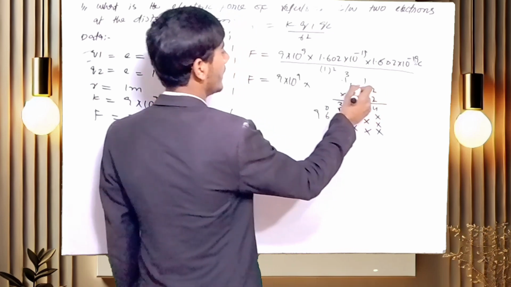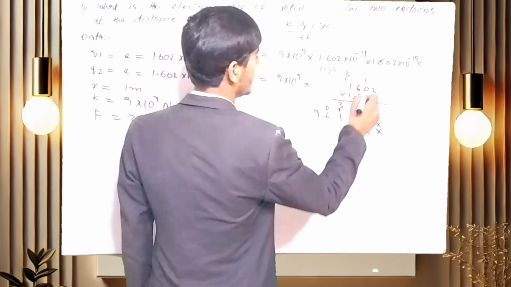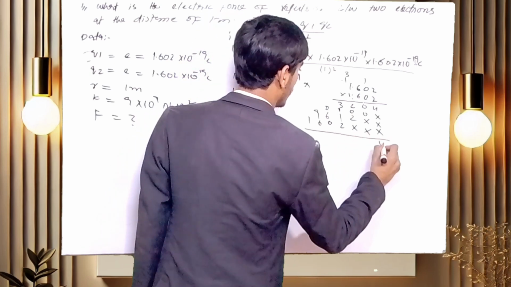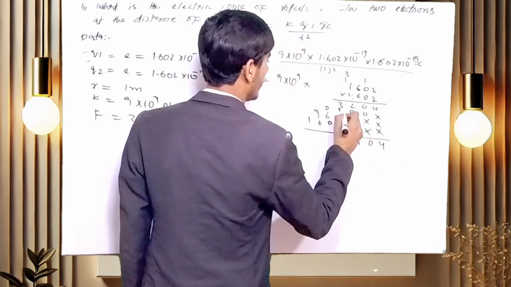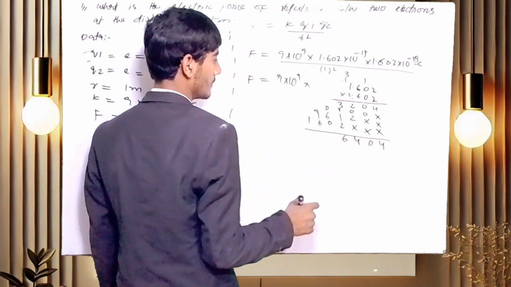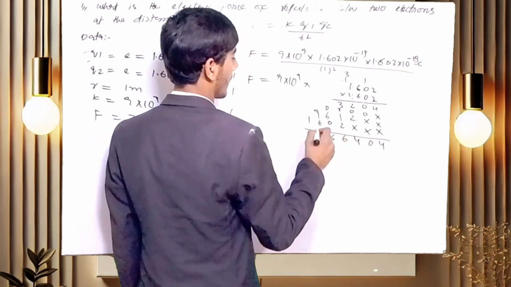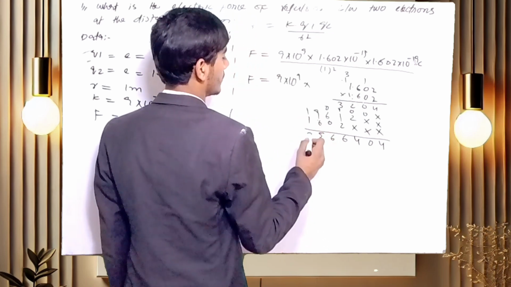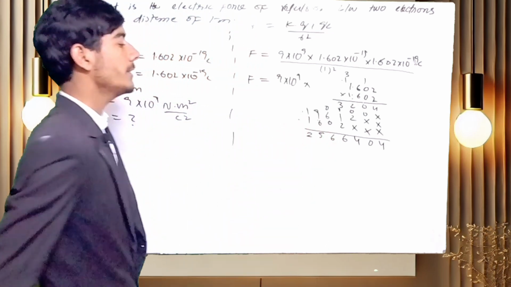Now 1 multiplied by every digit will be the same. 2061, 2061. 4, 0, 4. 3 plus 1, 4. 4 plus 2 is equal to 6. Okay, 6. 9 plus 6 is equal to 15. 2. 1 plus 1 is equal to 2.